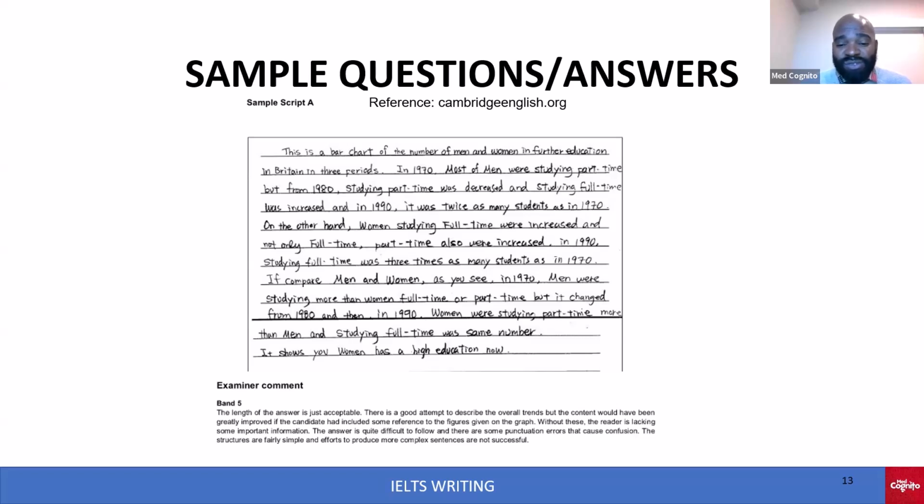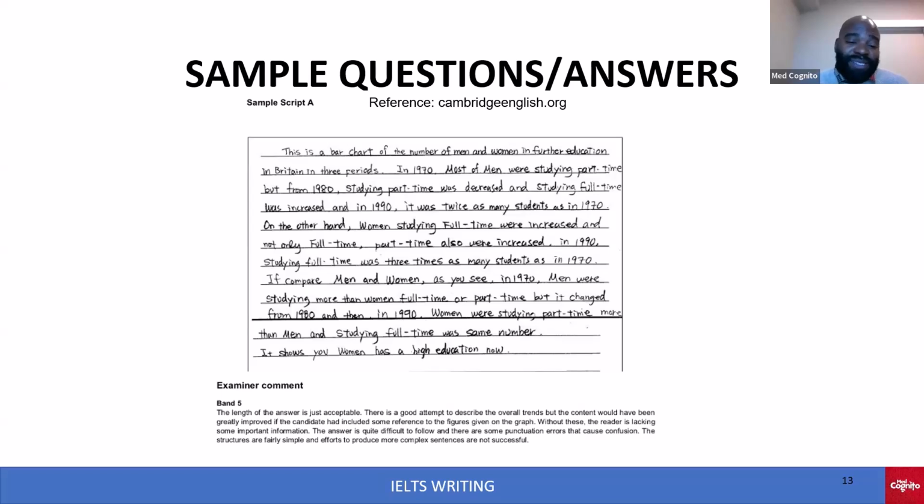There is a good attempt to describe the overall trends, but the context would have been greatly improved if the candidate had included some references to the figures given on a graph. Again, the figures that you saw on the left-hand side, 400,000, 600,000, 800,000, you would want to mention them specifically. Without these, the reader is lacking some important information. So again, by reading this, he or she wouldn't really be aware what is happening. The answer is quite difficult to follow, and there are some punctuation errors that cause confusion.